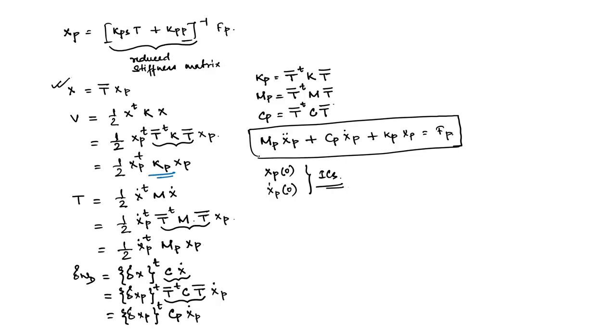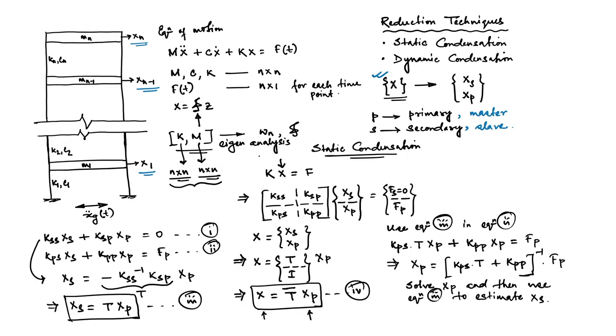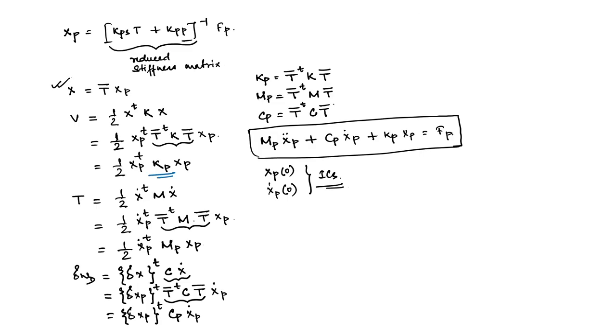So, to sum up, we start with the original set of generalized coordinates x, then we split it into primary and secondary sets, then we consider the static equilibrium equation. From that we again split the complete set of equations into primary and secondary coordinates, and we express the secondary coordinates with the help of the primary, and then we develop the relation for the complete set of generalized coordinates. So, this equation 4 is very important. There we know this T bar transformation matrix, and using that matrix we can convert the complete set of equations into a new set of equations, and that is what is here.